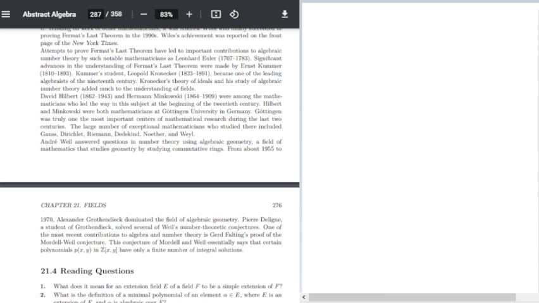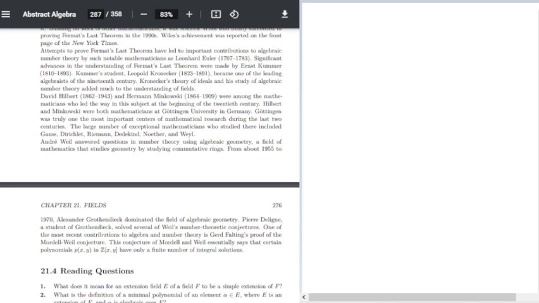David Hilbert and Hermann Minkowski were among the mathematicians who led the way in this subject at the beginning of the 20th century. Hilbert and Minkowski were both mathematicians at Göttingen University in Germany. Göttingen was truly one of the most important centers of mathematical research during the last 2 centuries. The large number of exceptional mathematicians who studied there included Gauss, Dirichlet, Riemann, Dedekind, Noether, and Weil. Andrew Weil answered, Weil, not Weil.